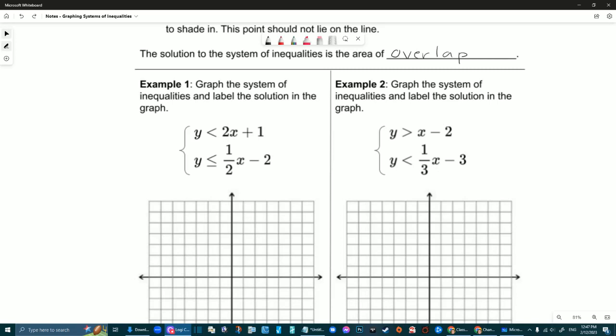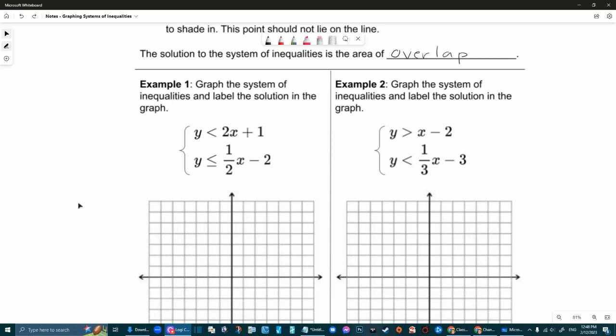All right, math scholars, let's go ahead and jump into graphing systems of inequalities. We've got our first example here. It says graph the system of inequalities and label the solution in the graph. And we're given the inequalities y is less than 2x plus 1 and y is less than or equal to 1/2 x minus 2.